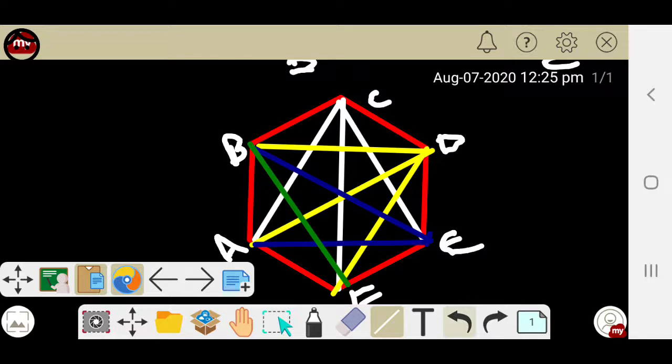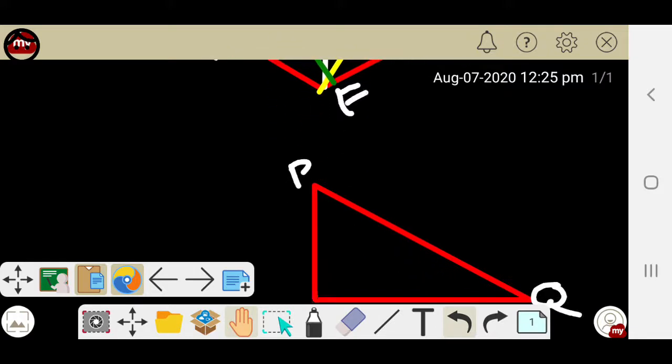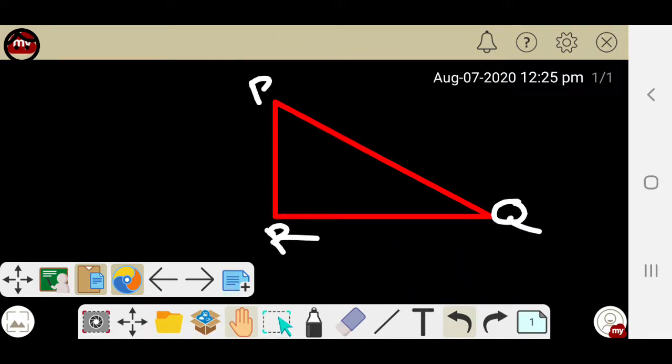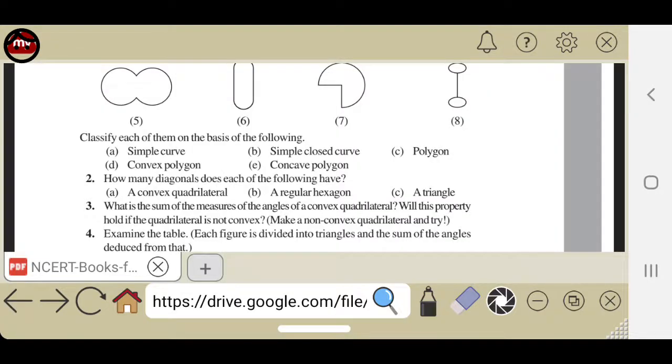The next, for a triangle. Here PQR is a triangle. Can you draw a diagonal? No, it is not possible. So 0.